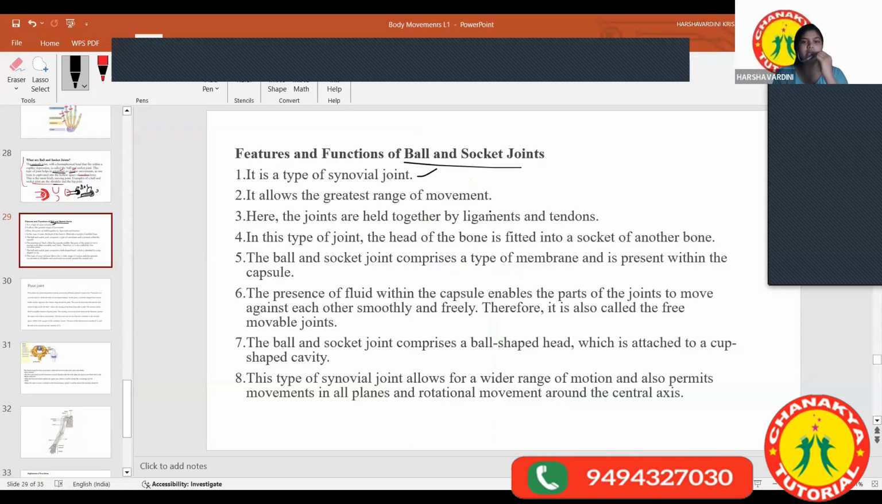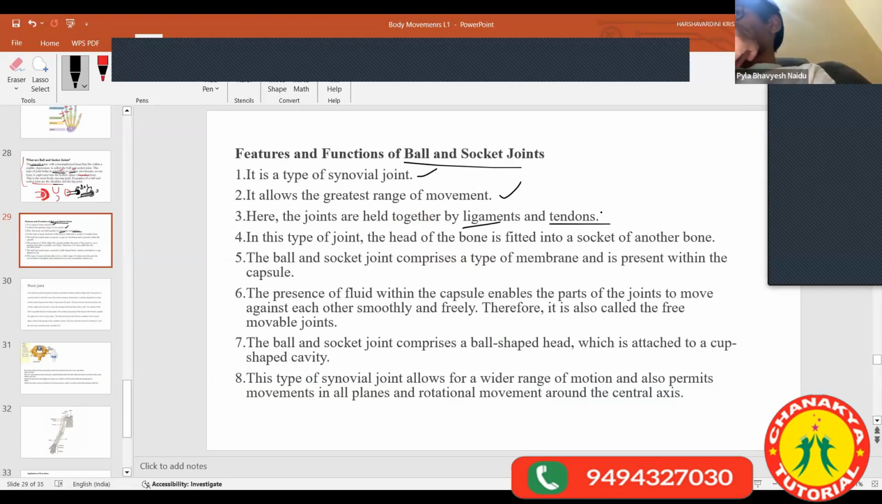Okay. It allows a greater range of movements. Here, the joints are held together by ligaments and tendons. Normal thing, you people know. Wherever the muscles are there, wherever the bones are there, tendons and ligaments will by default be there, right? Correct? Because we need to connect muscles and bones.